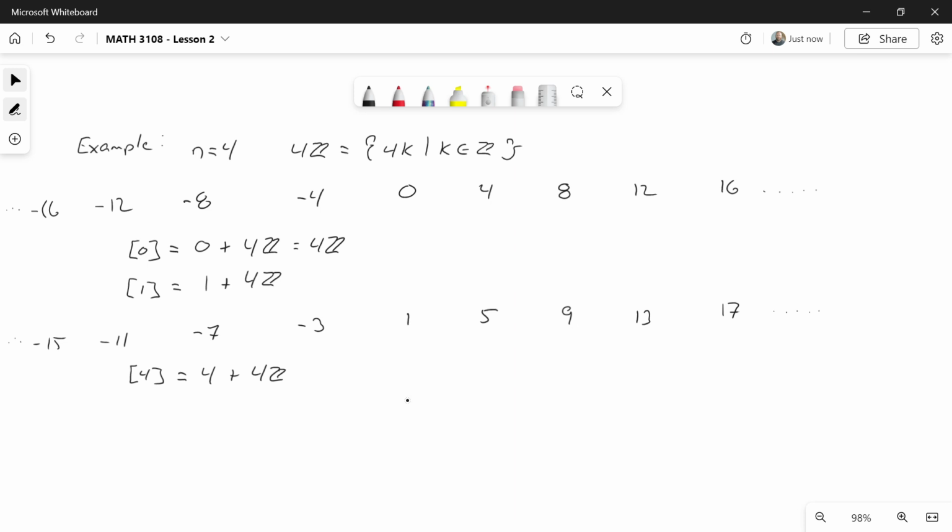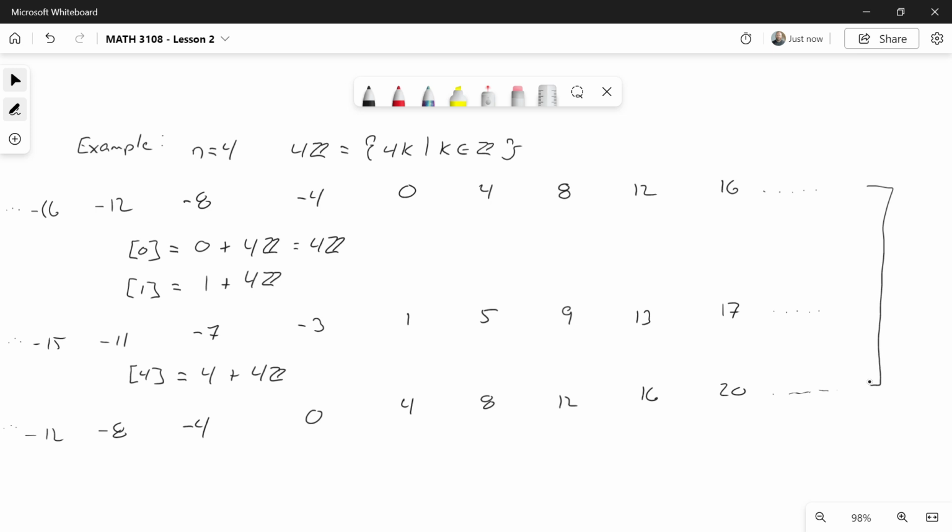So 0 plus 4 is 4, 4 plus 4 is 8, then I have 12, 16, 20, all the way up to positive infinity. And working from the reverse, negative 4 plus 4 is going to give me a 0. Negative 4 and 8 is going to give me negative 4, negative 8, negative 12, all the way down to negative infinity.